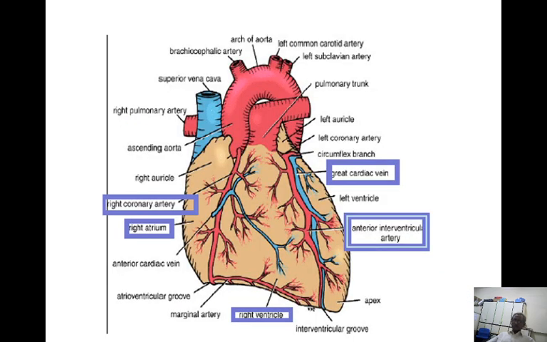So here we have the anterior part of the atrioventricular groove, which lies between the right atrium and right ventricle, and it allows the right coronary artery to pass through. And between the ventricles, we have the anterior part of the interventricular groove, in which the anterior interventricular artery is passing. Along with it, we also see the great cardiac vein.